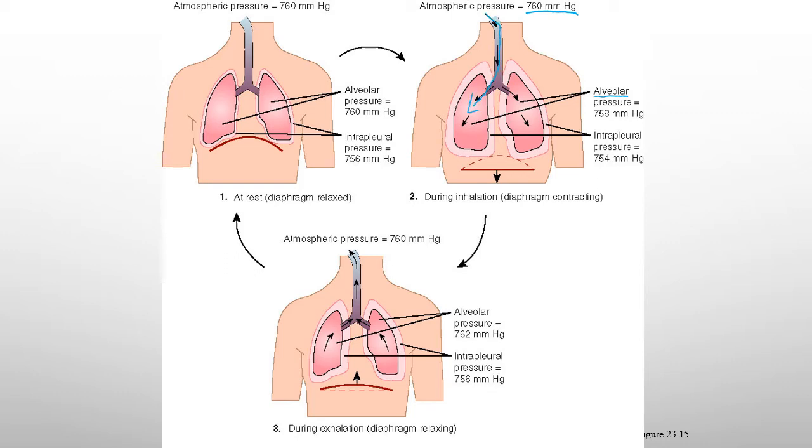And you'll notice as well that the intrapleural pressure, as we said before, has to be both lower than the alveolar as well as the atmospheric pressures. So both of those have to be below that of atmospheric pressure in order for air to come into the lungs.